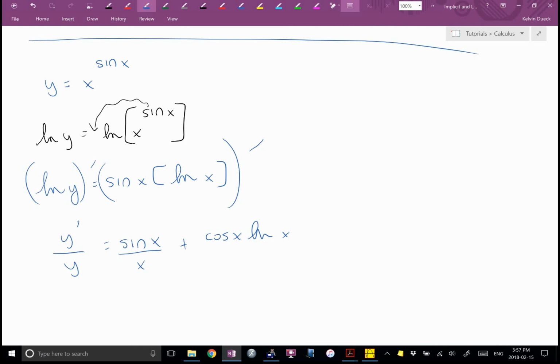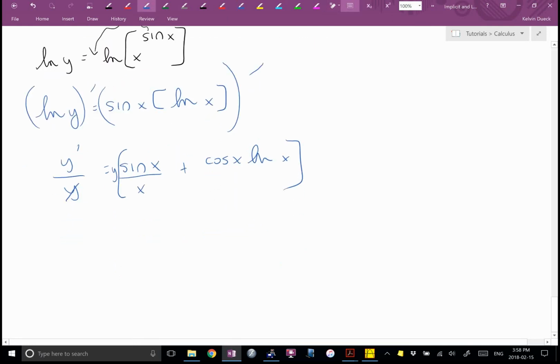Now what? Got to get the y prime by itself. You'll notice, by the way, we do always end up with an implicit differentiation here anyways. You got to get the y prime by itself. Times by y, the only shortcut I ever allowed myself. What's y the same as? So we're going to get this. Y prime equals x to the power of sine x, bracket, sine x over x plus cos x ln x. Ta-da.